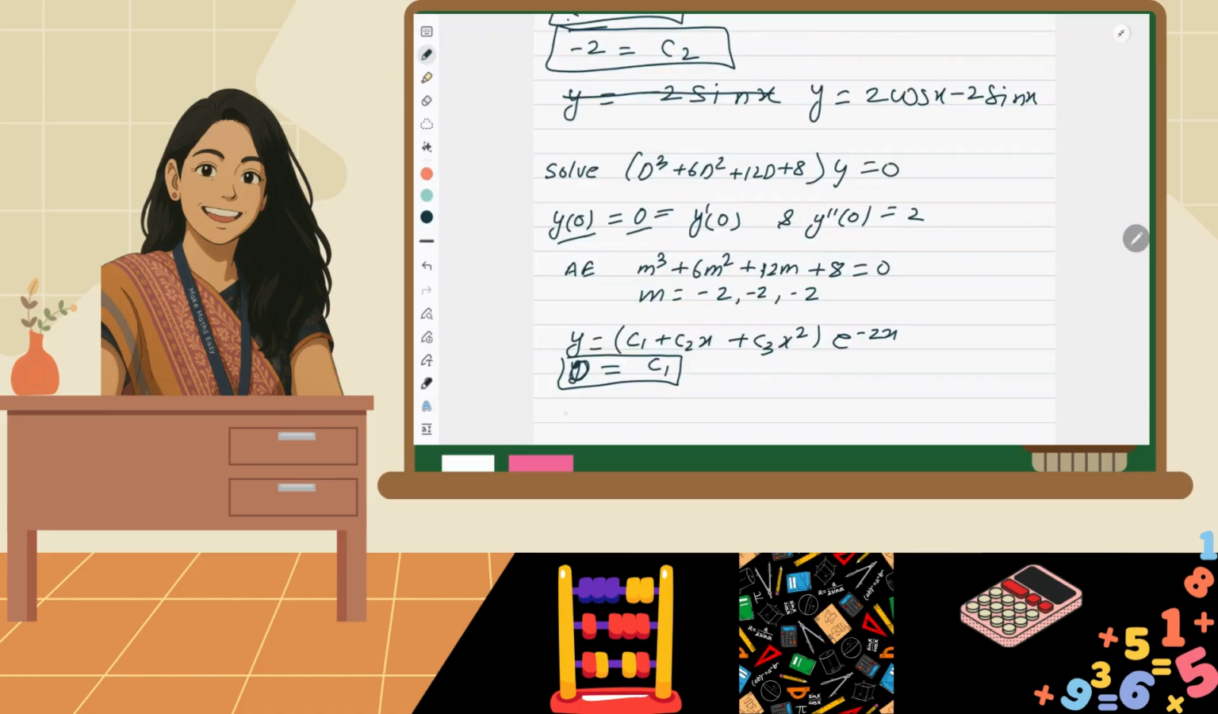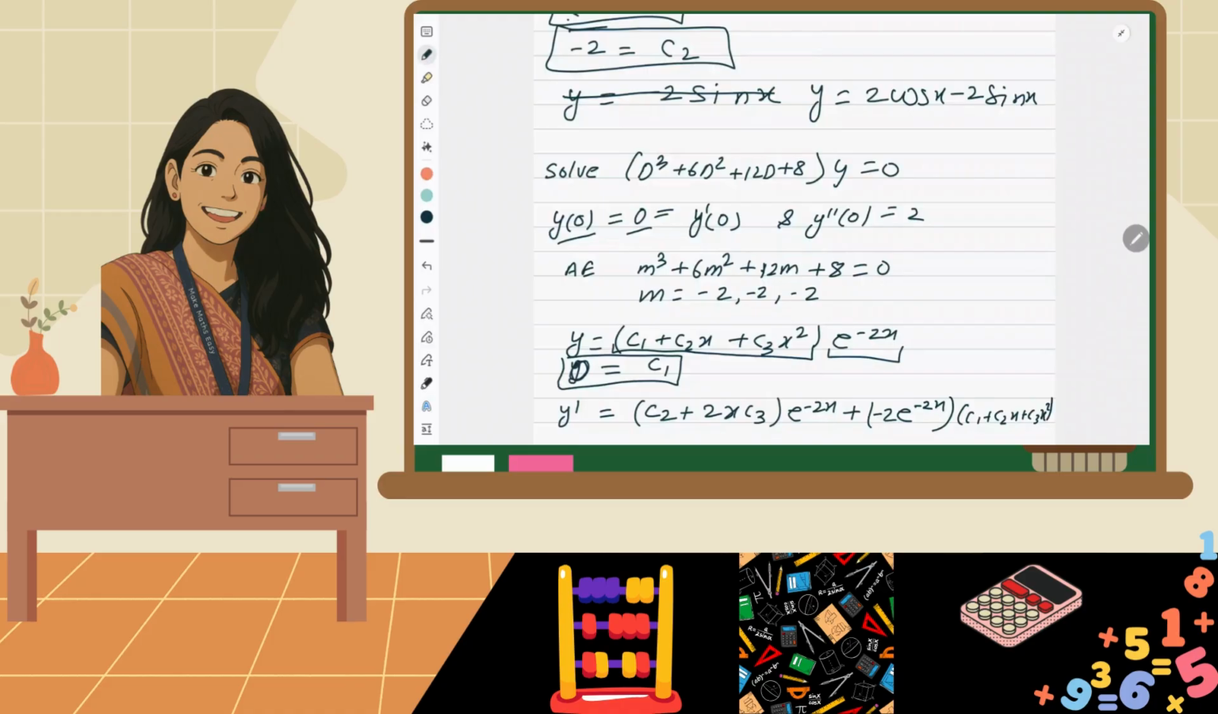So let us do the first derivative. So y dash is equal to, apply the product rule here. So the differentiation of this bracket is what? (c2 plus 2x c3) e to the power minus 2x, plus the differentiation of the exponential, which is minus 2 e to the power minus 2x, times the whole bracket (c1 plus c2x plus c3x square).